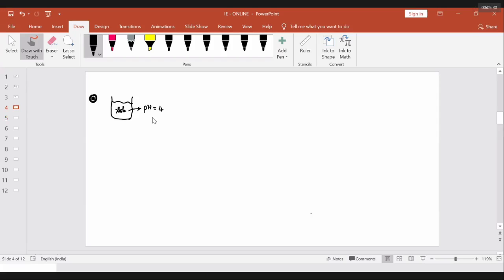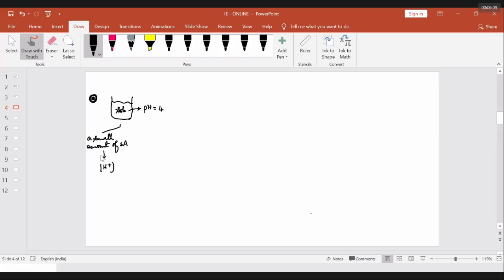Suppose you are having pH equal to 4, then what we can say? Yes, sir, this is an acidic solution. Fine. Now, case number 1: add a small amount of strong acid to it. What will happen? Addition of a small amount of strong acid will release H plus ion. Since it is an acidic solution, we already have a very high H plus ion concentration.